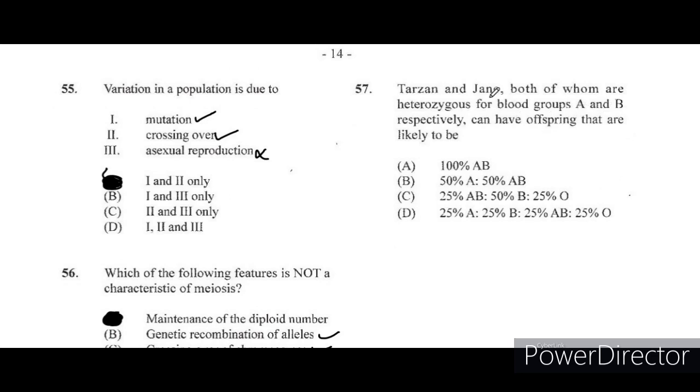57. Tarzan and Jane, both of whom are heterozygous for blood groups A and B respectively, can have offspring that are likely to be, all right, so let's see. Tarzan is A, so I^A I^O, and Jane is B, which is I^B I^O. Now the O is recessive, so if you cross this, you'll get AB, blood type AB, codominant, blood group B, blood group A, because you'd get AO, and O would be blood group O, that's a recessive. So 25% AB, 25% B, 25% A, and 25% O. 57 is D.